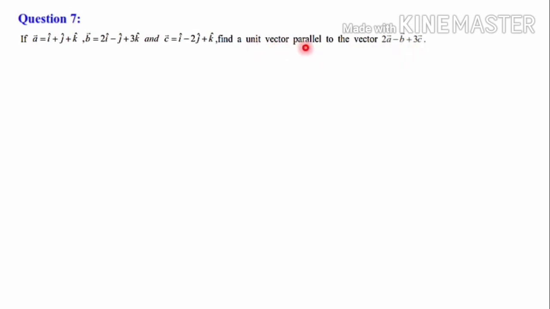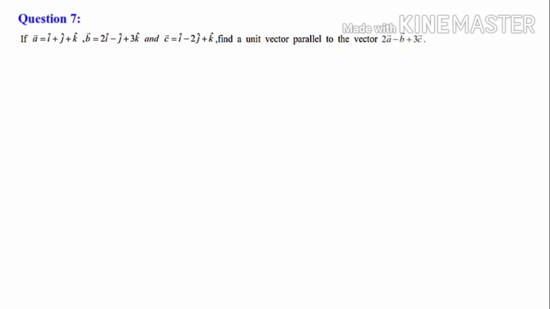We are asked to calculate a unit vector which is parallel to this vector. First of all, we assume this vector as P, because this is a little bit lengthy, for easy calculation. Vector P we have to calculate by substituting vector A, vector B and vector C here. Then we have to go for finding the unit vector. For finding the unit vector, we need the modulus of P first. So modulus of P is root of x square plus y square plus z square. By using that formula, we will calculate the modulus of P. Then we have to go for finding unit vector P.